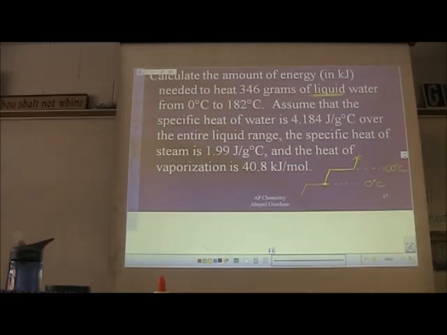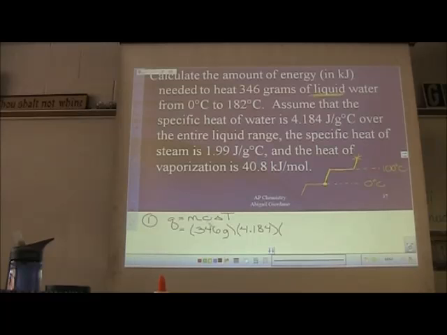Okay. So here we go. What equation am I going to use for step 1? MC delta T. Which specific heat capacity should I use? There's 2 of them given to me. Okay, because that's the one over the liquid range.